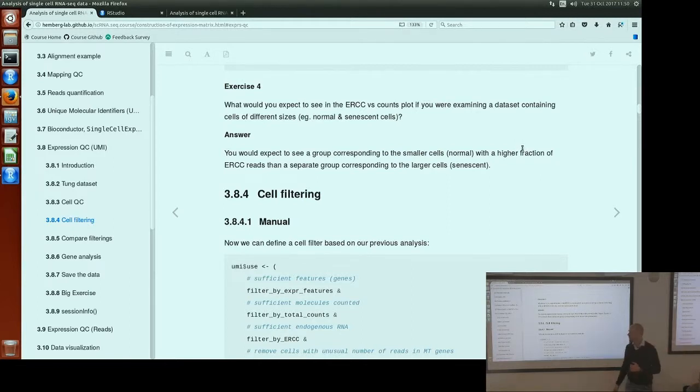So here we have another exercise which asks about the size of the cells. What would you expect to see in the ERCC plot if you were examining a data set containing cells of different sizes? So we provide an answer. You would expect to see a group corresponding to the smaller cells with a higher fraction of ERCCs and a separate group corresponding to larger cells. And the reason for that is that you add the same amount of ERCCs into smaller cells and into bigger cells. So the concentration of ERCCs in smaller cells will be higher.